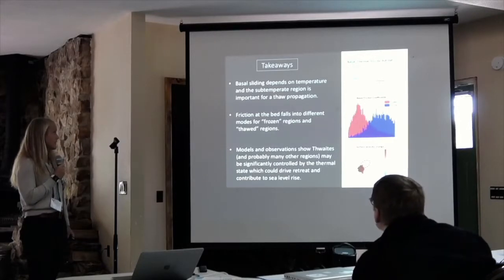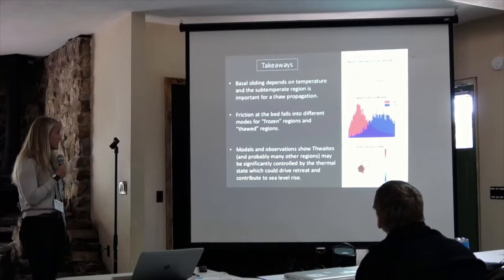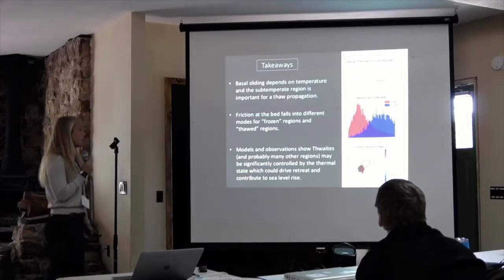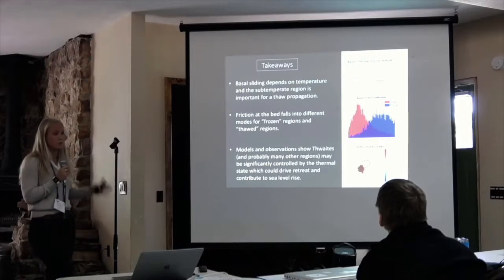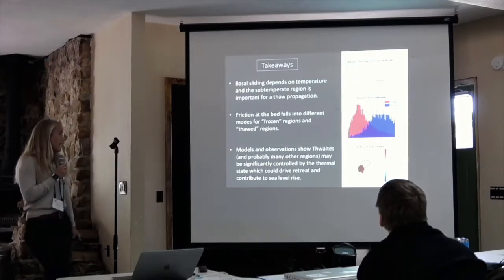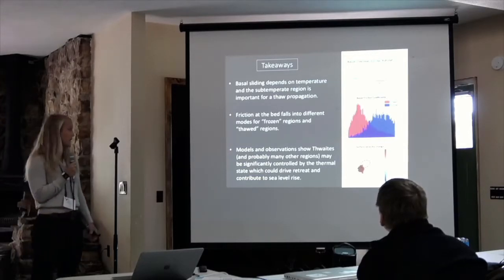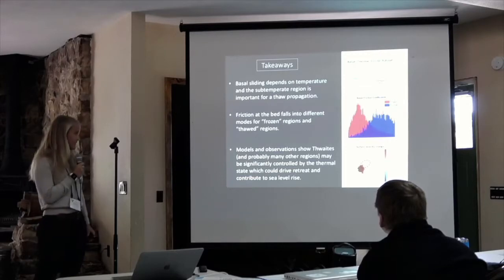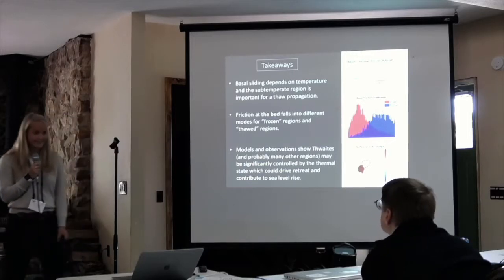Basal sliding depends on temperature, and the subtemperate region is important for the thaw propagation. Also, friction at the bed falls into two different camps, one for frozen regions and one for thawed regions. And importantly, models and observations show that Thwaites and probably many other parts of Antarctica, which I'll be looking at in the future, may be significantly controlled by the thermal state, which could drive retreat and contribute to sea level rise.